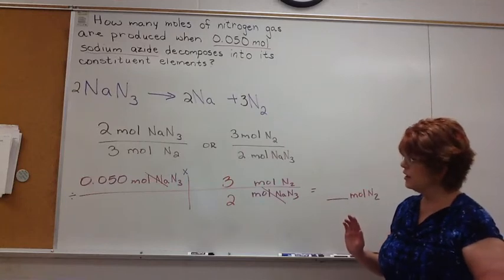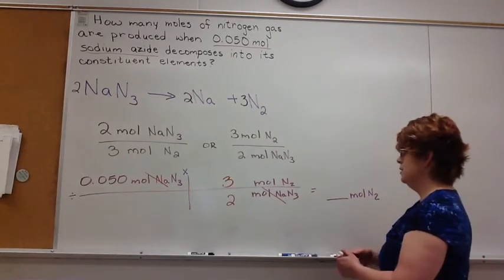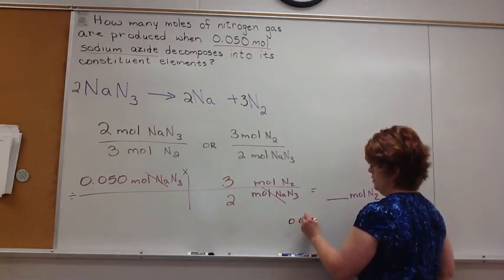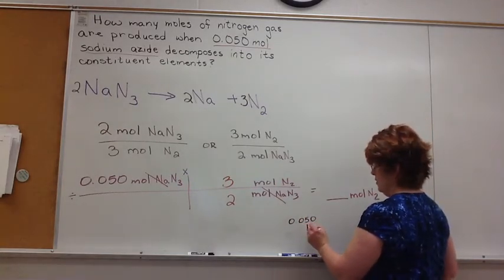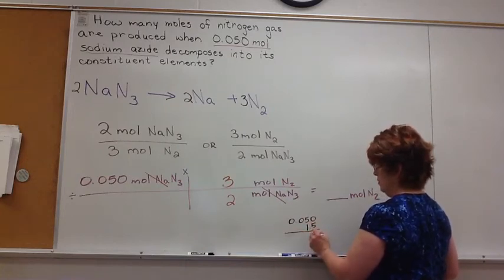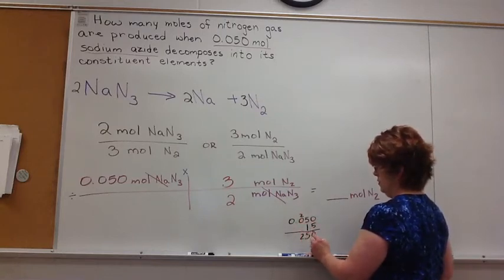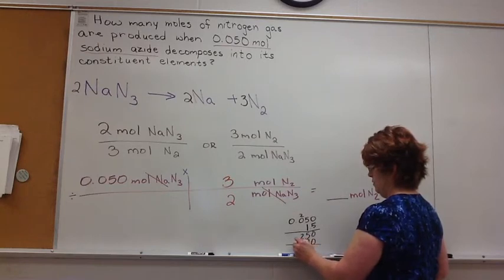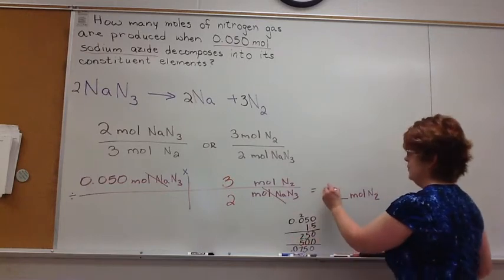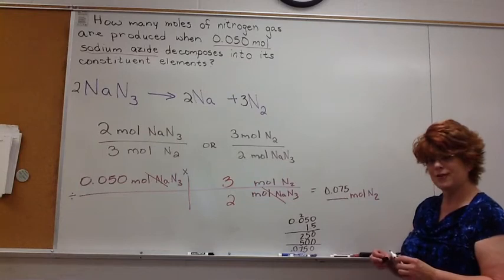So you just punch this into your calculator. Basically, this is 1.5 times 0.50. I could probably just figure this out. And then times 1.5. There's my answer to the correct number of significant figures.